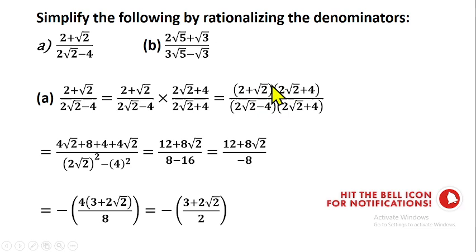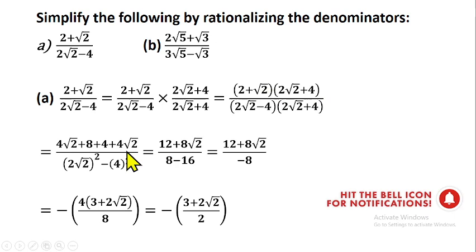The numerator is not a difference of two squares, so that means you multiply normally. You multiply out the brackets normally by saying 2 times 2 root 2 gives us 2 times 2 gives us 4, then 4 times root 2 gives us 4 root 2. Then 2 times 4 here will give us plus 8. Then root 2 times 2 root 2. What is root 2 times root 2? It gives us 2 times 2 gives us 4 as well. Then we have root 2 times 4, that gives us 4 root 2. You can see what you have gotten here as well.